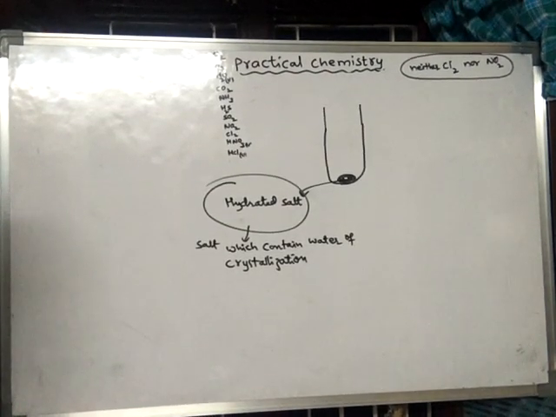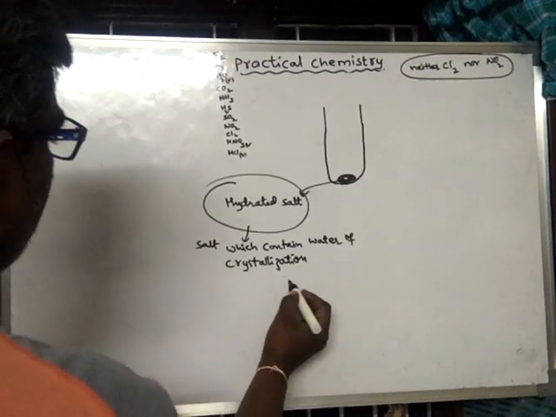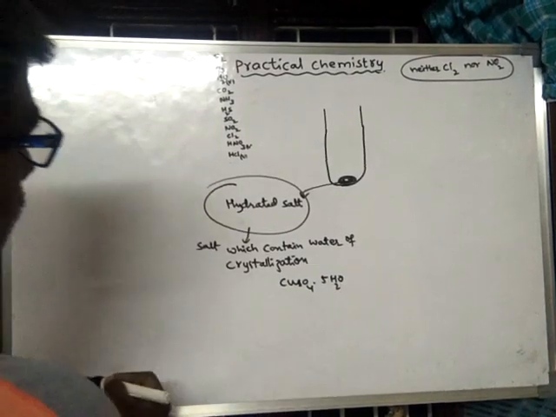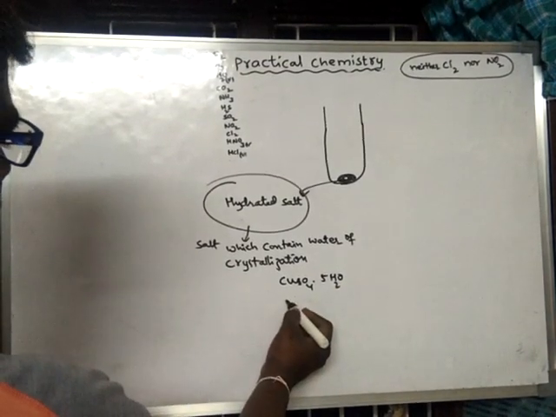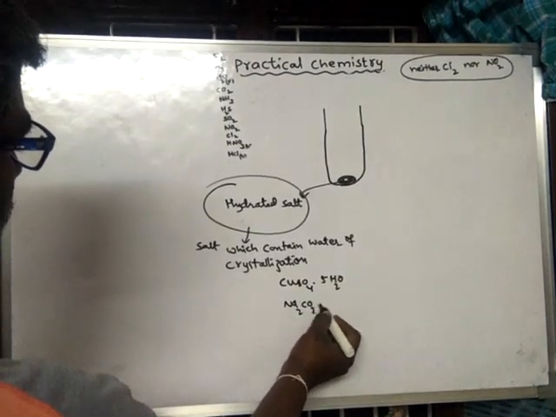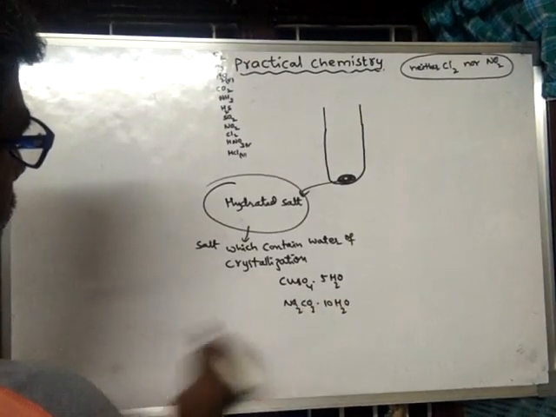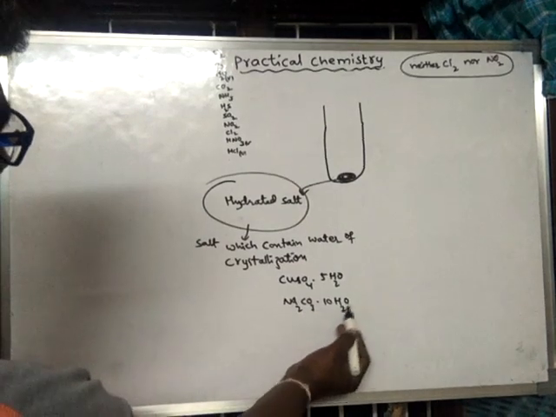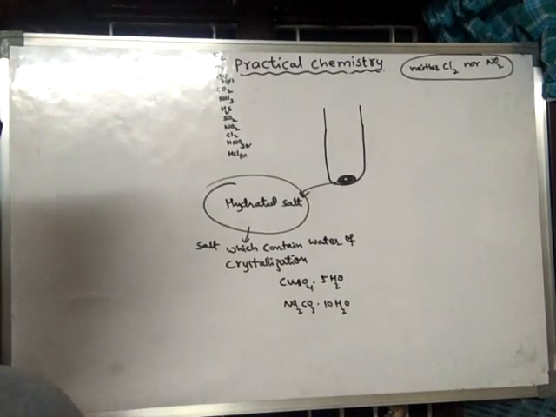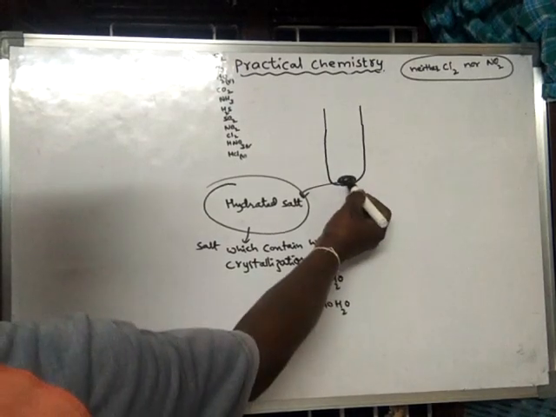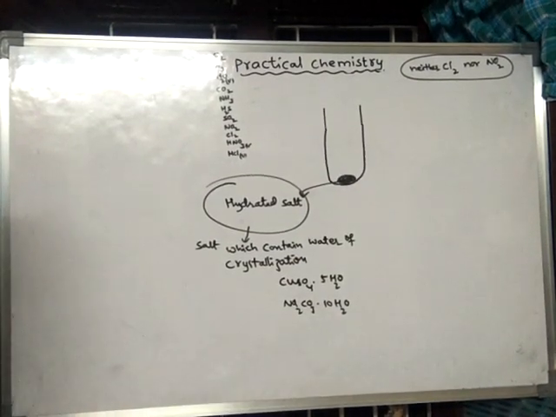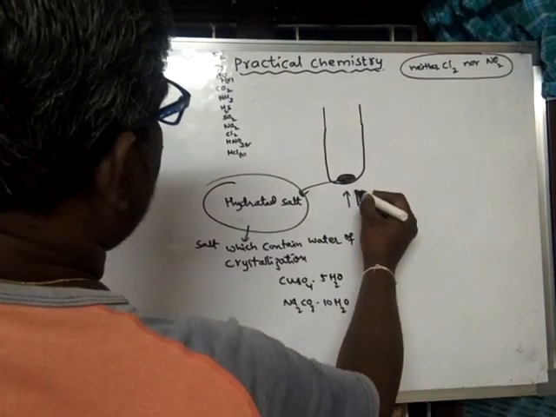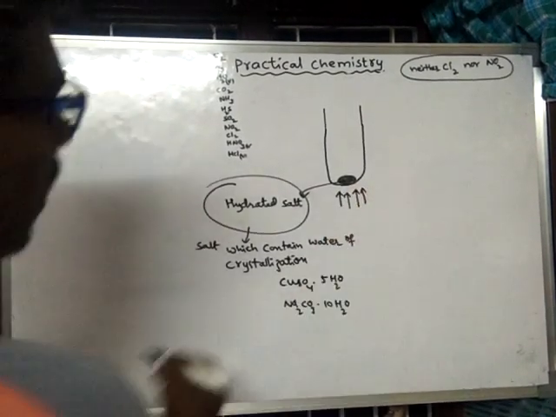For example, take copper sulfate, CuSO4·5H2O, or else sodium carbonate, Na2CO3·10H2O, washing soda. So take any such salts. These are salts which contain water of crystallization, and such salts are said to be hydrated salts. Now I have taken a hydrated salt and simply heated it. When I heated this hydrated salt, what happens?